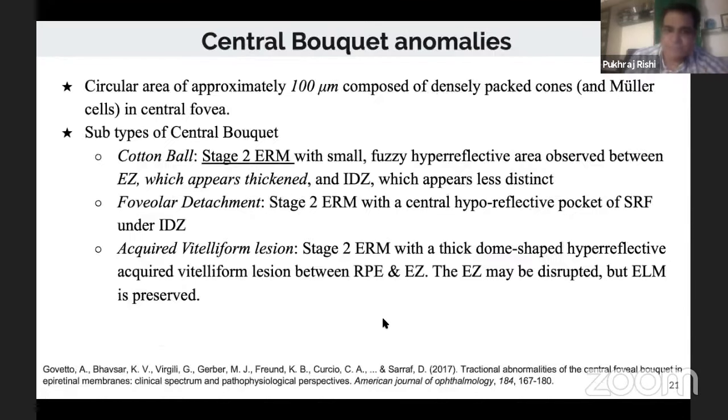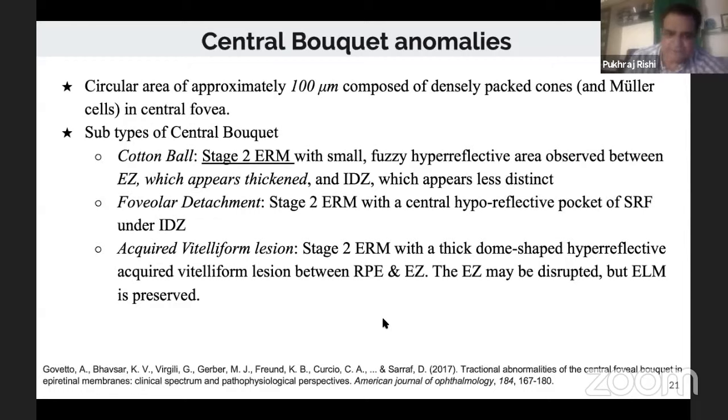So the central bouquet anomalies are also related to epiretinal membrane, so we can deal with it here, and it occurs within the central 100 micrometers of the fovea, and it's seen typically with stage 2 ERMs, where the foveal dip is lost, and there are 3 stages to it. And all this action happens in the four outer retinal layers, meaning ELM, EZ, interdigitation zone, and RPE.